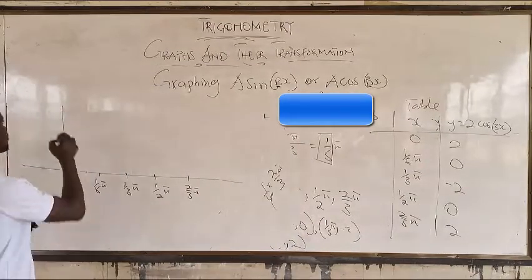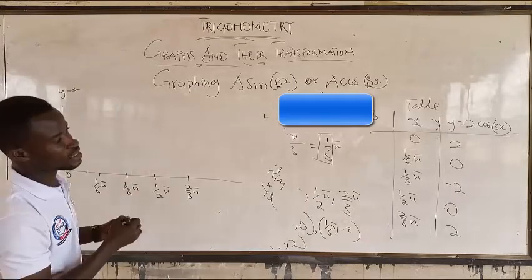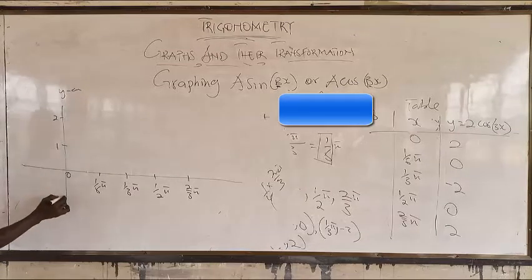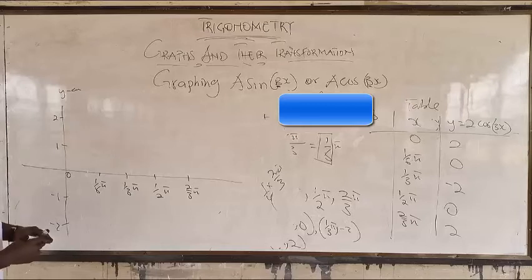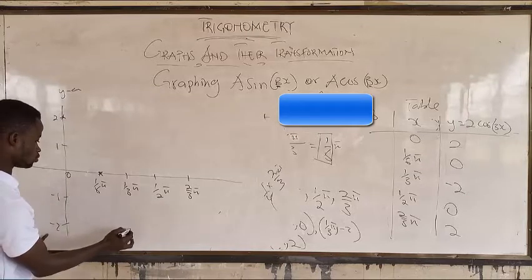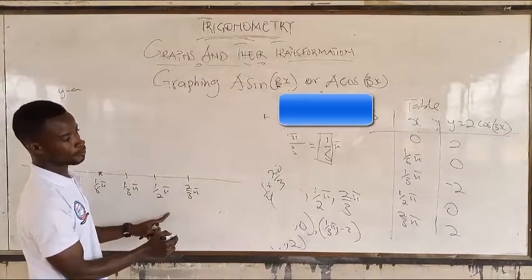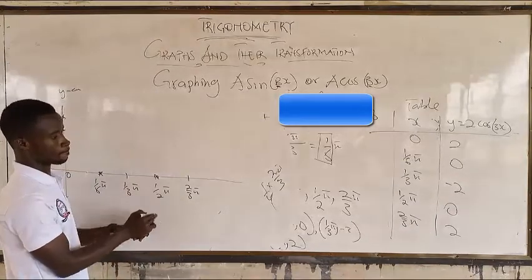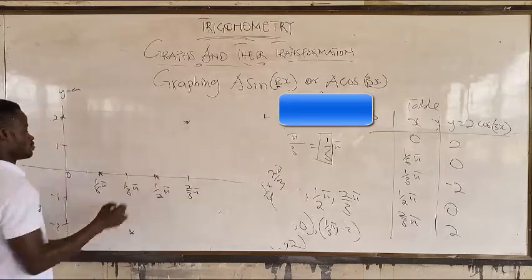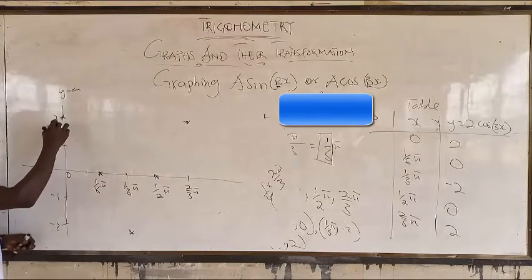So what about the y? On the y-axis, the maximum value is 2. So 1, 2, -1, -2. At 0, we have 2. At this, we have 0, -2. At 2 pi over 3, we have 2. Very good. So let's see, we start with this.